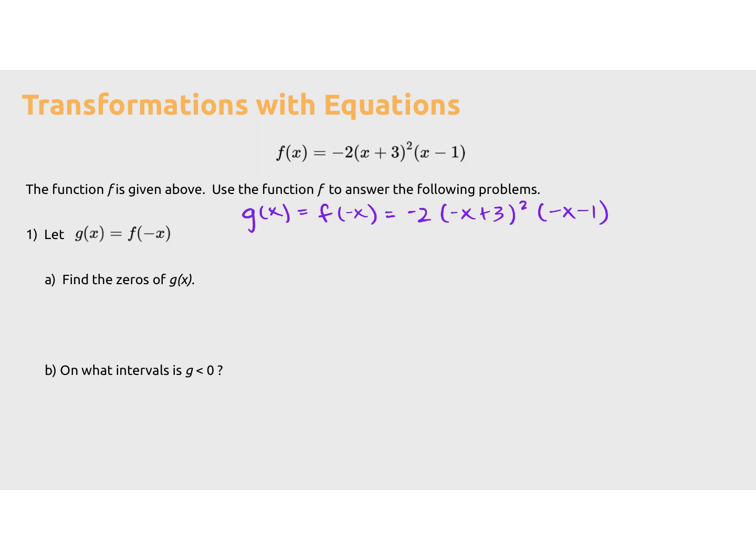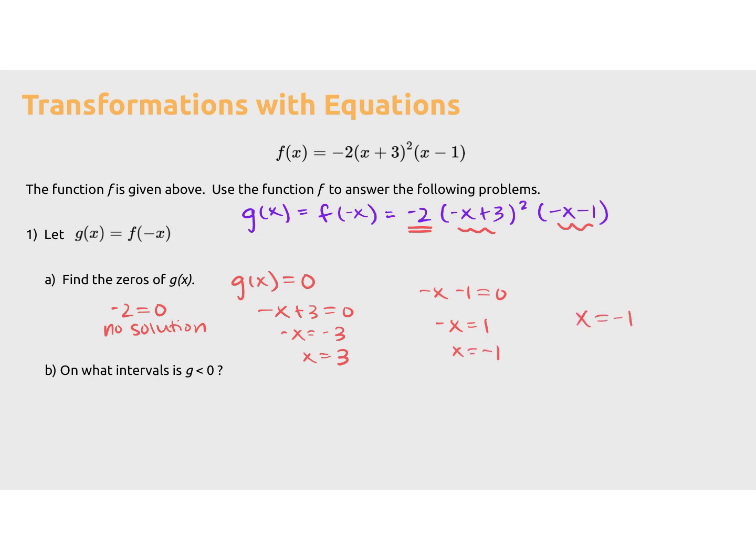So first it says, find the zeros of g of x. Just like we did in our polynomial unit, I'm going to set each of these factors equal to 0 to find those zeros. Now that negative 2 out in front, if I think about setting that equal to 0, negative 2 equals 0, that doesn't give me a solution, so that's not going to give me a 0 of my function g. If I set negative x plus 3 equal to 0, I get negative x equals negative 3, so that means x equals 3 is a 0. Last factor, set that equal to 0, negative x equals 1. That means I get zeros at negative 1 and positive 3.